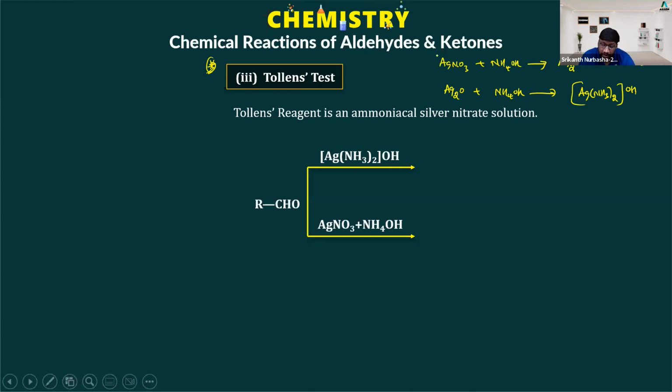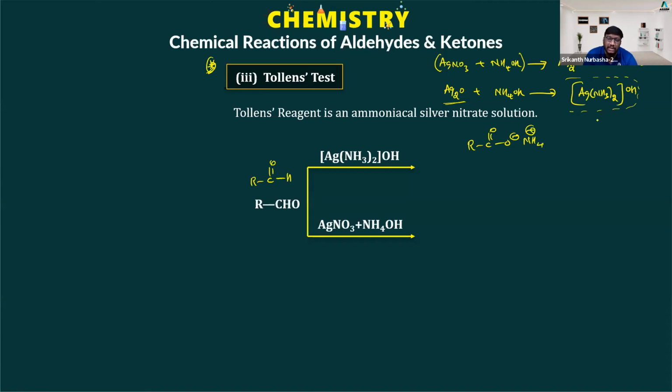I can mention Tollens reagent as a mixture of AgNO3 and NH4OH. I can also mention this particular complex Ag(NH3)2OH, or I can also mention Ag2O. Under all three conditions, we form the respective carboxylate only. So RCHO means RC double bond O H. The C-H bond will be cleaved. Again, with the ammoniacal silver nitrate solution we have NH4OH also. The base will pick up the proton, forming the respective RCOO minus NH4 plus.